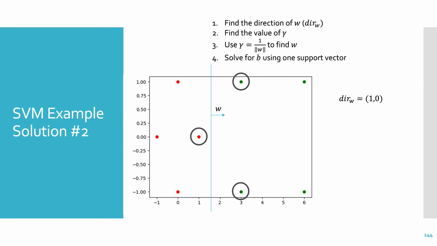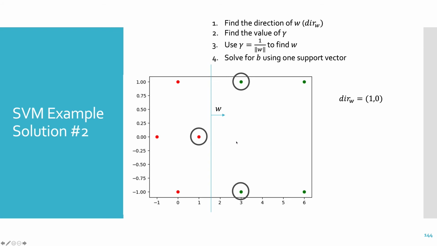we need to find the value for gamma. From the plot, we can see that the support vectors are 1, 0, 3, 1, and 3, negative 1. We care about the distance between the negative and positive class. In this case, it will be 2. This is something that we're just eyeballing at this point. We'll go over it a little bit more further. But there's a distance of 2 between this negative point and these two positive points.